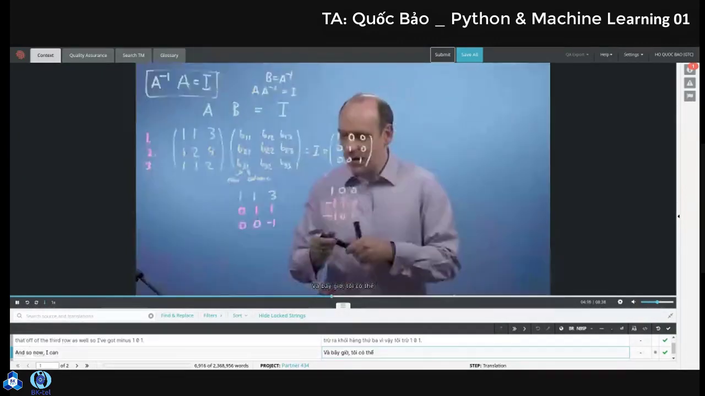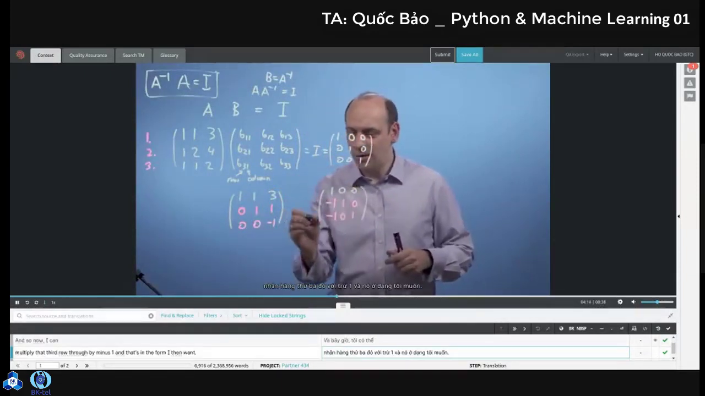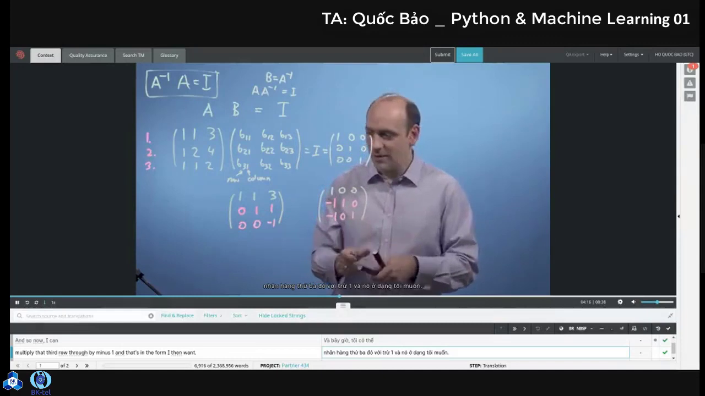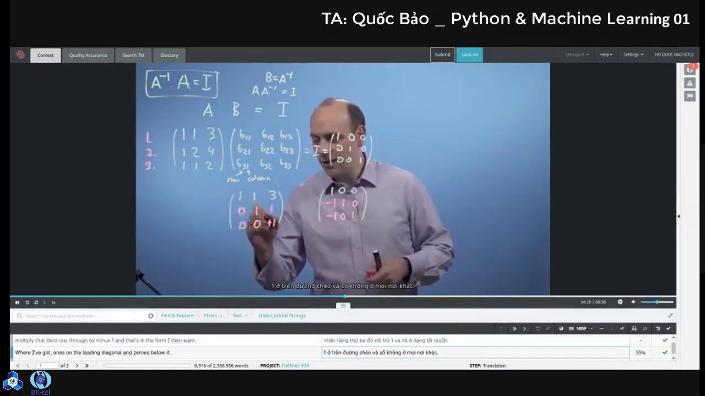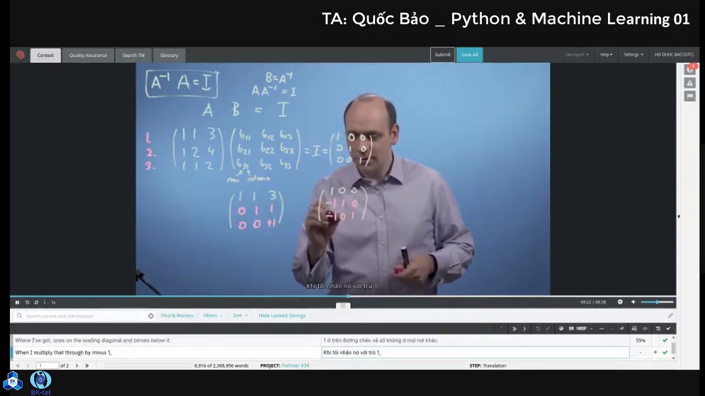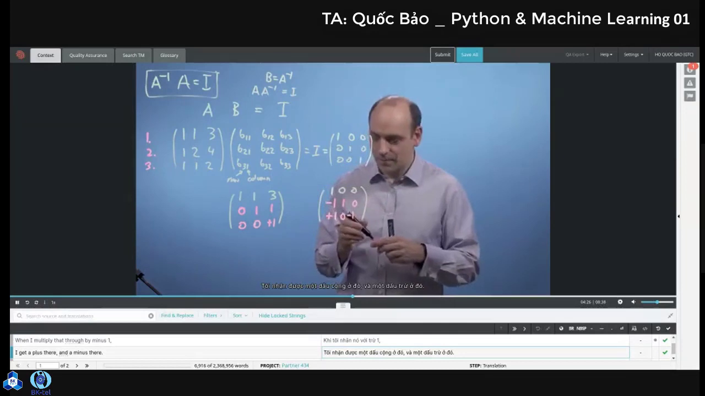And so now I can multiply that third row through by minus 1. And that's in the form I then want. Well, I've got 1s on the leading diagonal and 0s below it. And I multiply that through by minus 1, I get a plus there and a minus there.